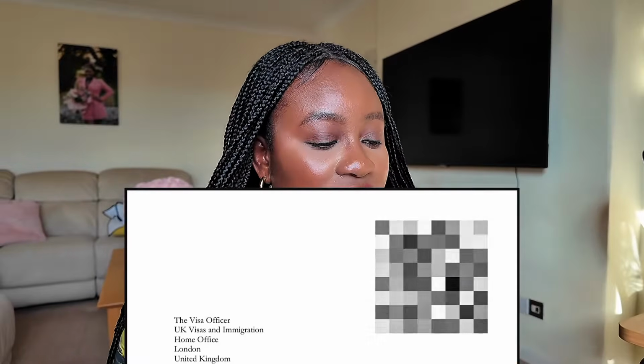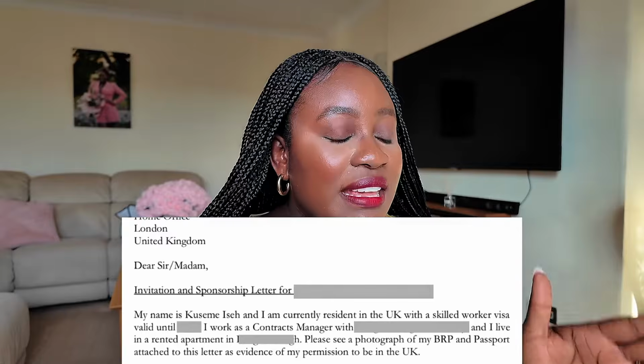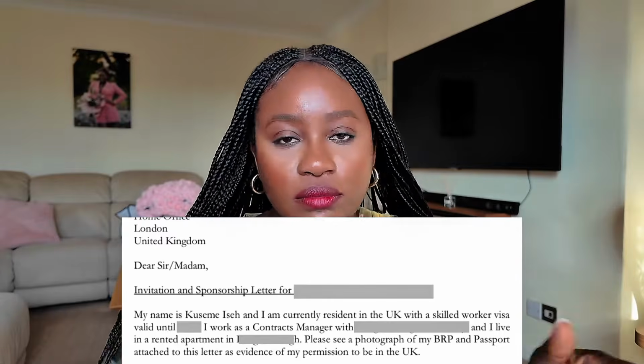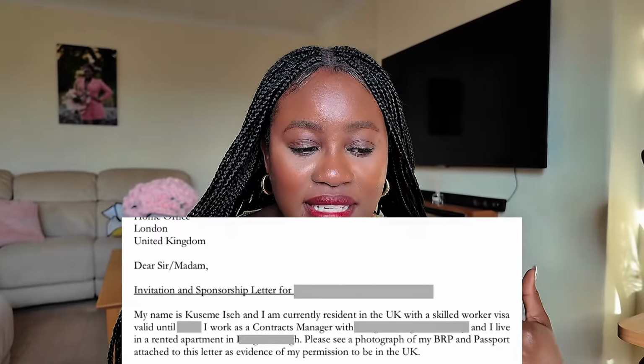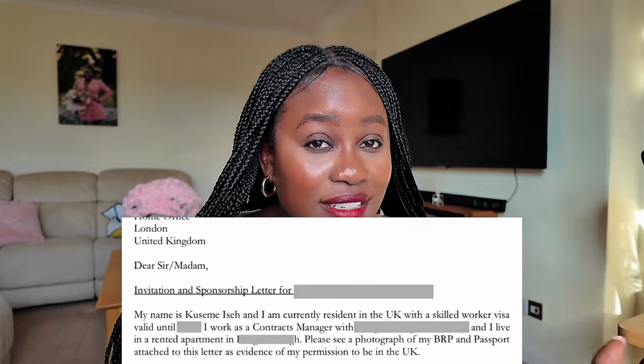So in the letter, I had my address on the right. I had the visa officer, UK Visas and Immigration, Home Office, London, United Kingdom, their own address, on the left. I said, "Dear sir, madam, invitation and sponsorship letter for my sister's name. My name is Chevening and I am a current resident in the UK with a skilled worker visa valid until so and so year." That introduction is there to introduce yourself to show that you have legal residency in the UK, which gives you the authority to invite somebody, to sponsor somebody to come and visit you in the UK.